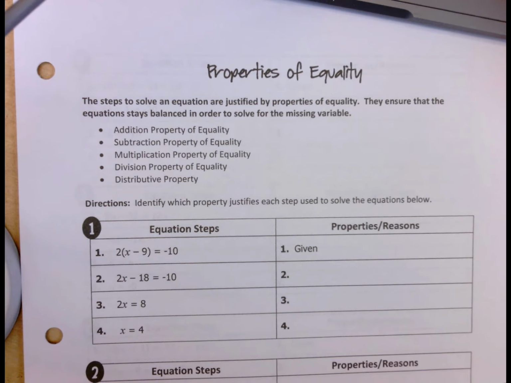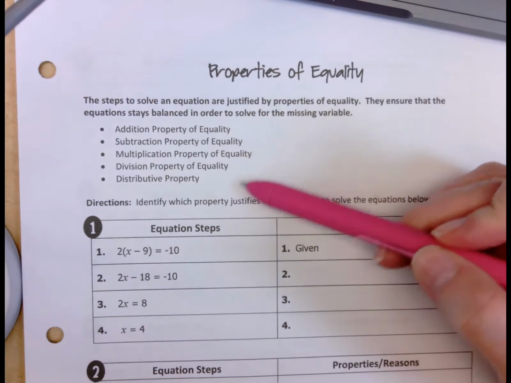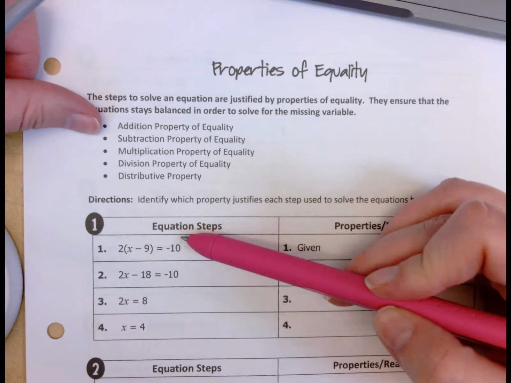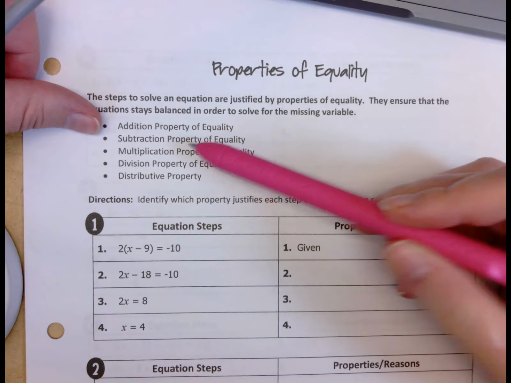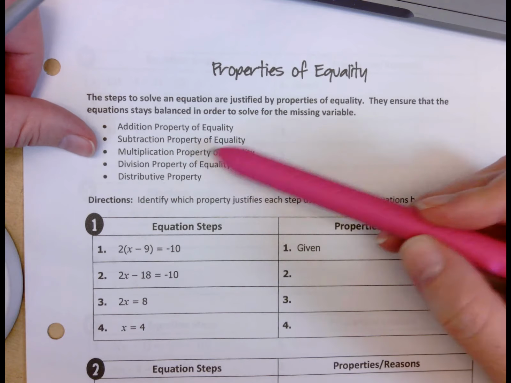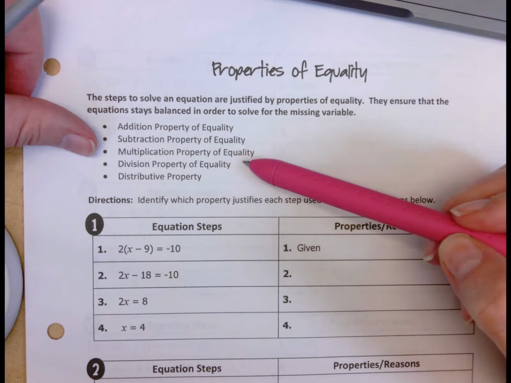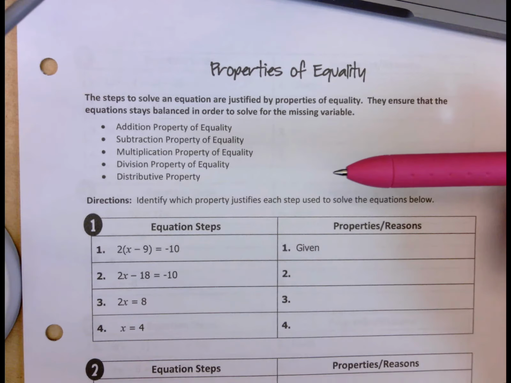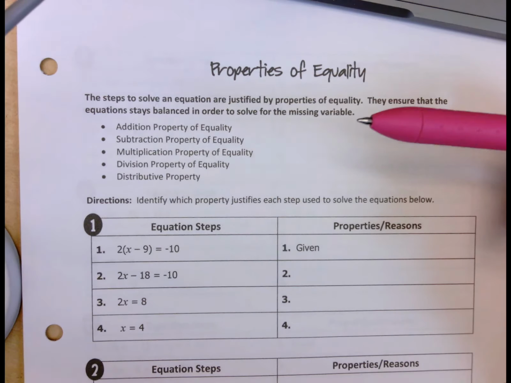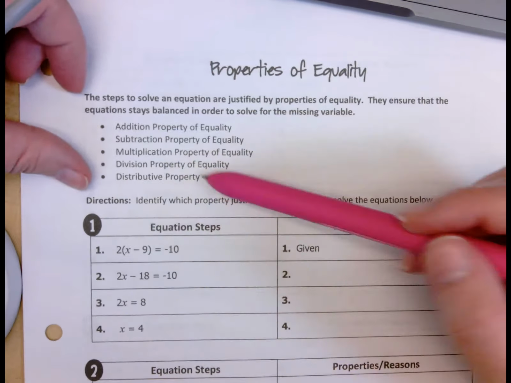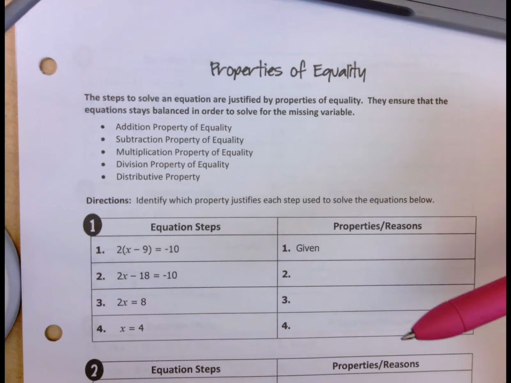Okay? And so here are the equality properties that we're going to talk about. Addition, meaning if I add something to one side, then I have to add it to the other. That's an equality property. Subtraction, same thing. We're just subtracting. Multiplication property of equality means I multiply one thing on the left, then I have to multiply it on the right side of the equation. It's equality. It's a balancing act. Same thing with division. And then the distributive property is one that you are aware of, okay?